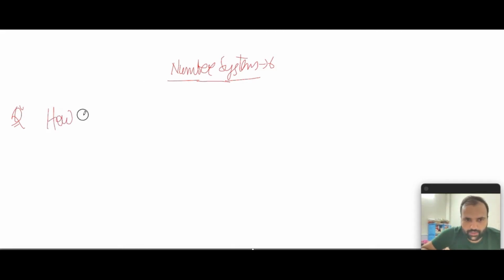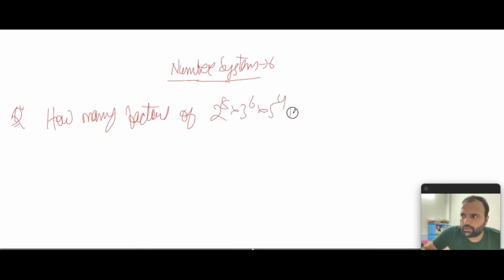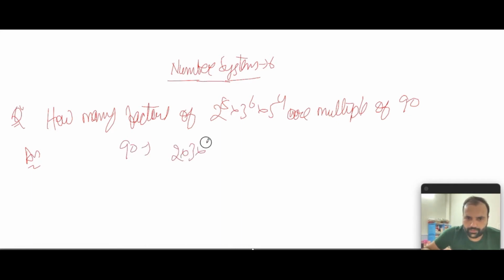Let's start. How many factors of 2 to the power 8 into 3 to the power 6 into 5 to the power 4 are multiple of, let's say, 90. Again, we have done such questions before as well. 90 is 15 into 6, so 2 into 3 square into 5. So the total number of factors that we would have is 2 into 3 into 2, which would be 12.